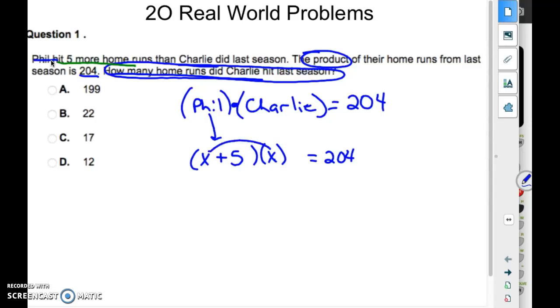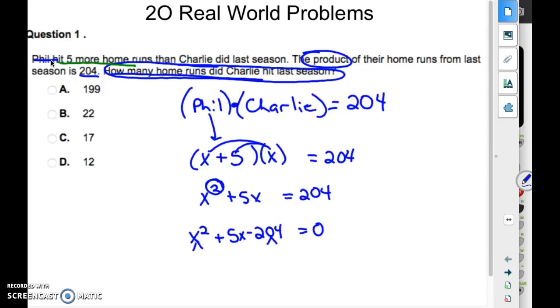So what we need to do is distribute, with x squared plus 5x equals 204. And then, because we have the x squared, we're going to have to set our problem equal to 0 and factor. So I will subtract that 204 from each side. So now we need to factor, and I know it's going to be x times x. 204 is really quite a large number, but I'm looking at my answer choices. I don't think it's 199. And so these are our 3 answers left.